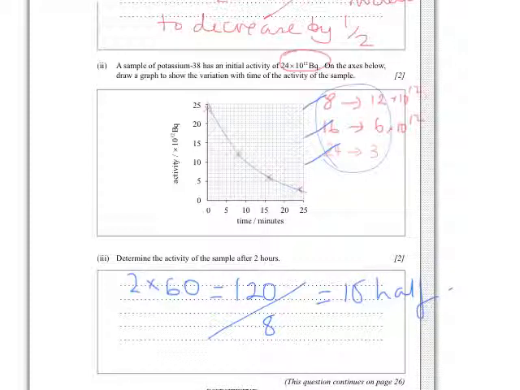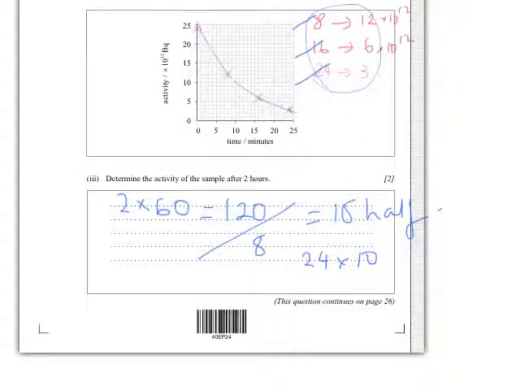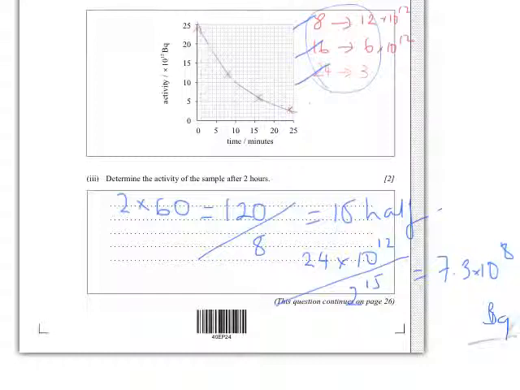Or you could just divide the activity, 24 times 10 to the power of 12, divided by 2 to the power of 15. Okay, and that should give you the right answer, which is 7.3 times 10 to the 8 becquerels. Don't forget the units.